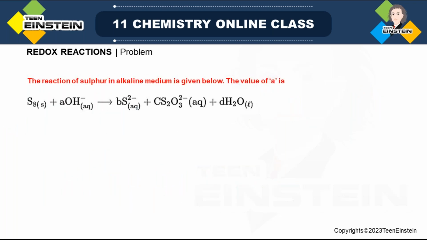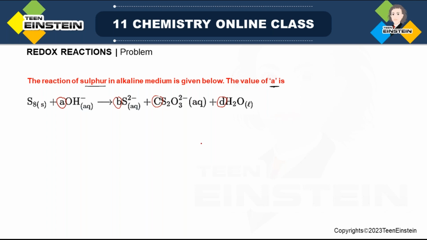Next, we have a problem. The reaction of sulfur in alkaline medium is given below. Here it is asking the value of A. So in the equation that you are seeing here, some numbers are missing. A is the coefficient of hydroxide ion, the coefficient of sulfide ion is B, the coefficient of thiosulfate ion is C, the coefficient of water is D, right? But it is asking only the value of A, that is, the number of HO minus.